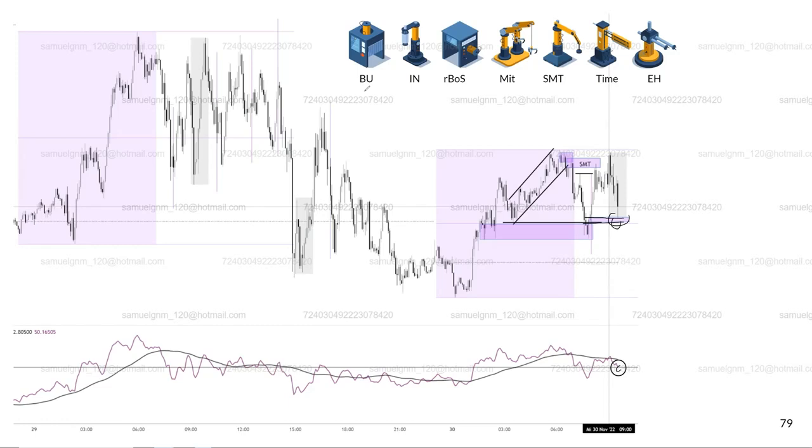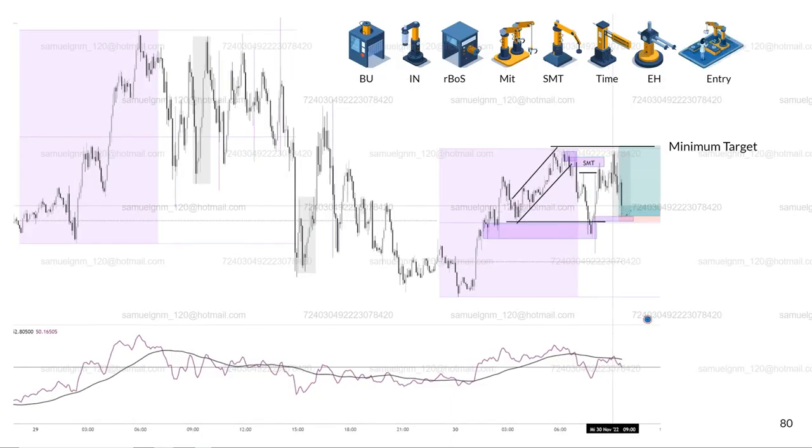So build up, check. Inducement, check. Relevant breakup structure, check. Mitigation, check. Smart money trap, check. False reaction of smart money trap, also check. Timing, here and here, still in perfect time window, check. Entry helper, check. Juicy. What's the last point missing? Of course, the limit order, which should have weighted down in here, right?